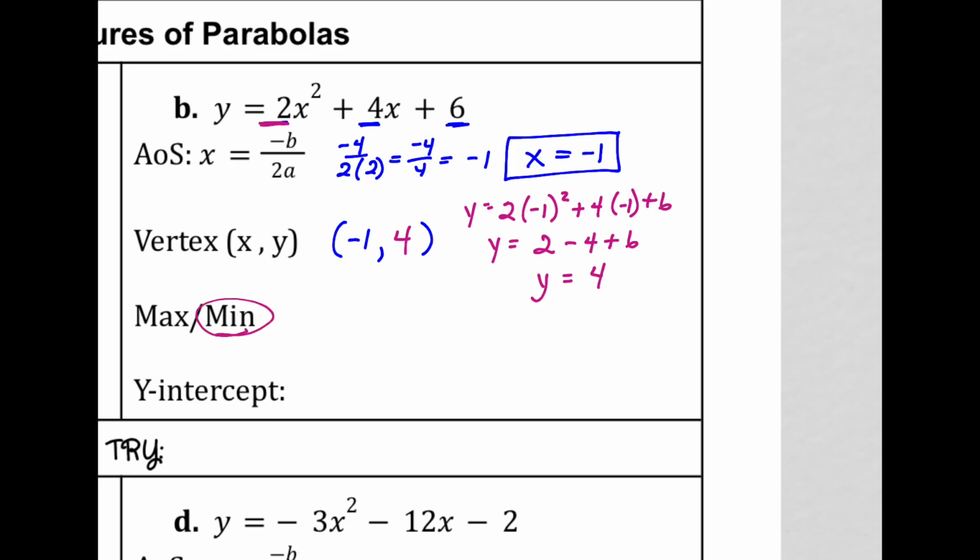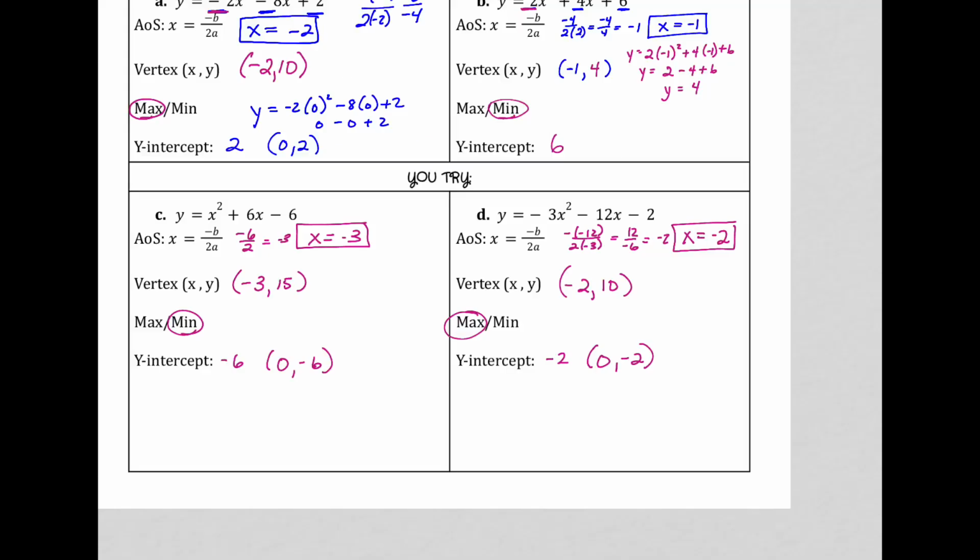Our y-intercept is when x equals 0. So we'd have 0 plus 0 plus 6. So our y would equal 6 for that y-intercept. So go ahead and try the U-Try and come back and check your answers. Okay, so take a look at the do U-Try.